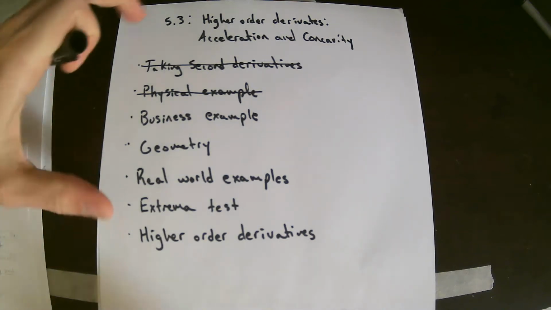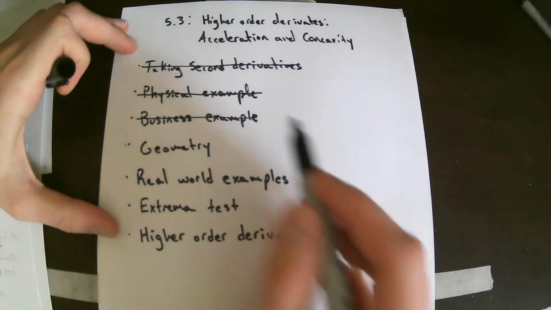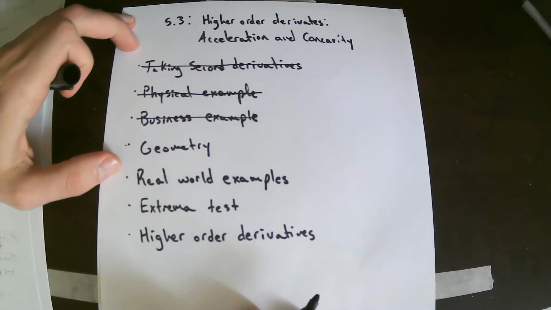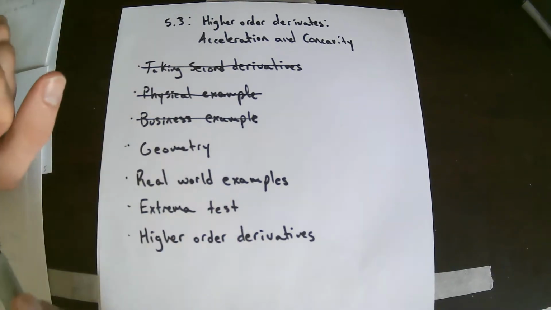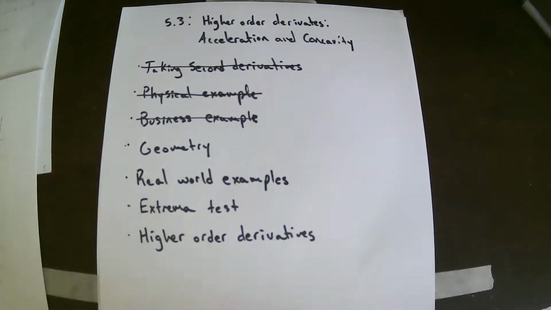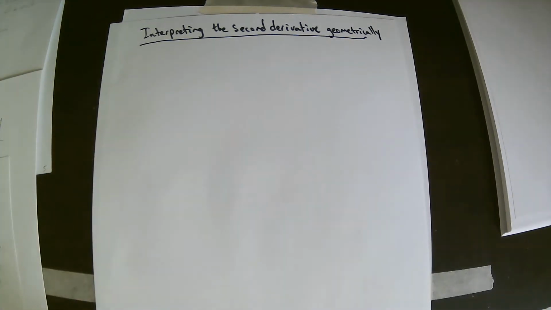Okay, so we've talked about our first business example. So now let's move into interpreting the second derivative from a graphical point of view. And I need more paper. Alright, so let's talk about interpreting the second derivative geometrically.